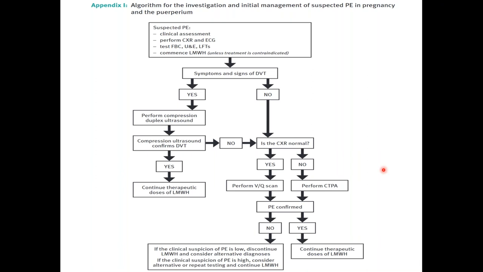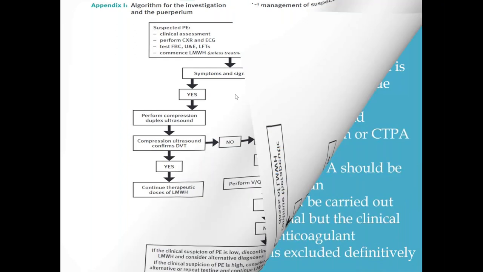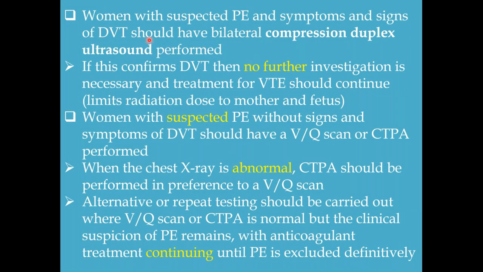This is about the management of suspected DVT. Here, this is the same as previous. Women with suspected DVT and symptoms of DVT should have bilateral compression duplex ultrasound performed. If DVT is confirmed, then no further investigation is necessary and treatment for VTE should continue. Women with suspected PE without signs or symptoms of DVT should have VQ scan or CTPA performed. When the chest X-ray is abnormal, CTPA should be performed in preference to VQ scan.